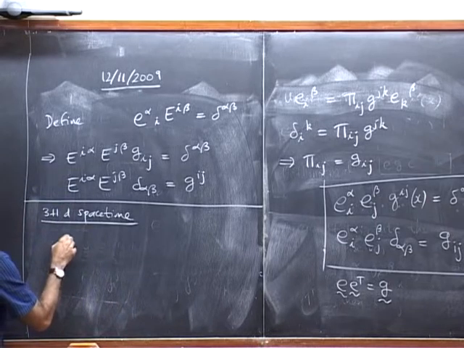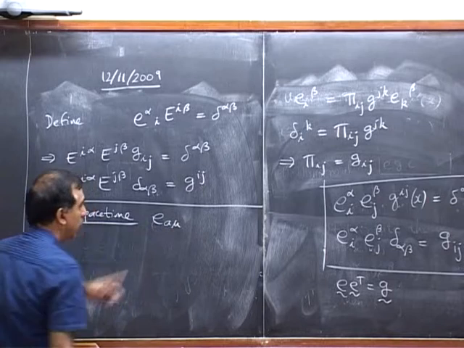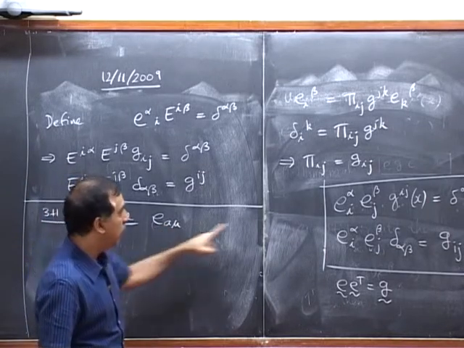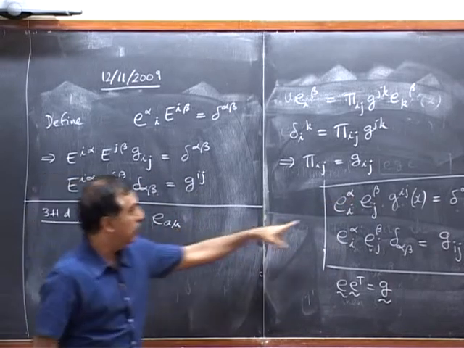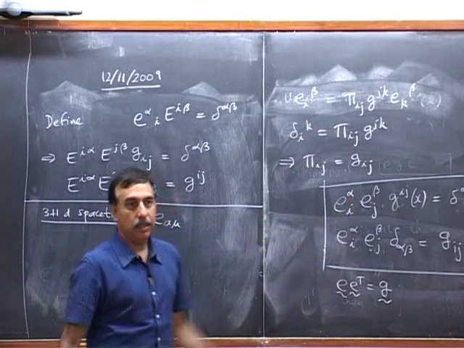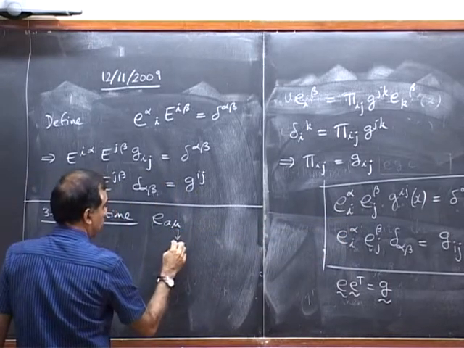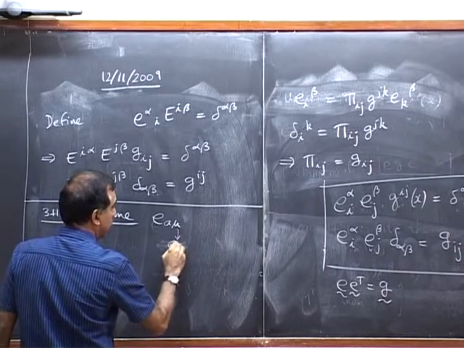And so now in space-time, what I'll do is I'll write this as E_A^μ. A will be the space-time index taking values 0, 1, 2, 3 in place of alpha, and μ will be 0, 1, 2, 3 in place of i. So this is called the general coordinate index.